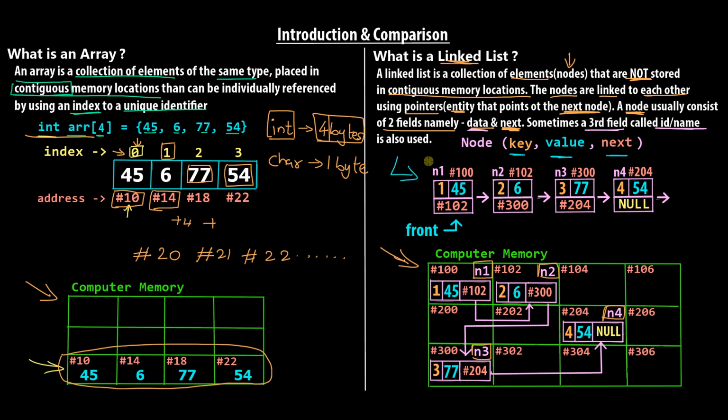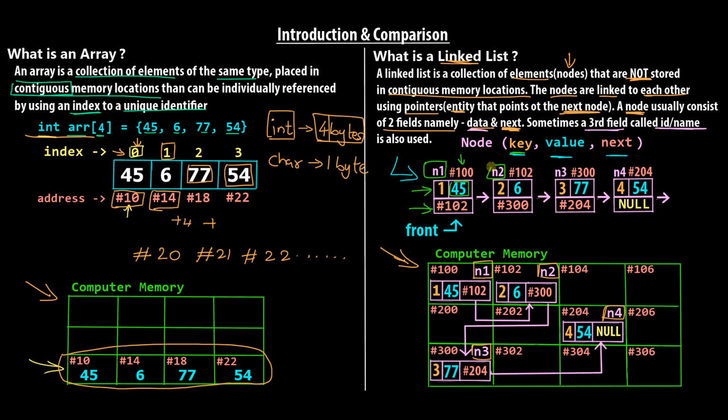So we have n1, which is created at memory address #100. Again, these addresses are fictitious, they are not real addresses, okay? So don't take them literally. This is just for representation purpose. So n1 is created at #100. It has the key of 1. So key is 1 in orange. 45 is the actual value stored inside this node. Value is also known as data. And then we have the next pointer which points to the next node.